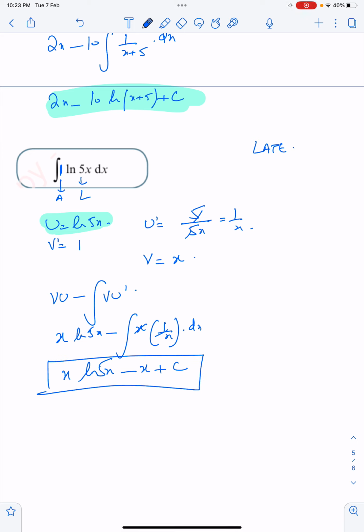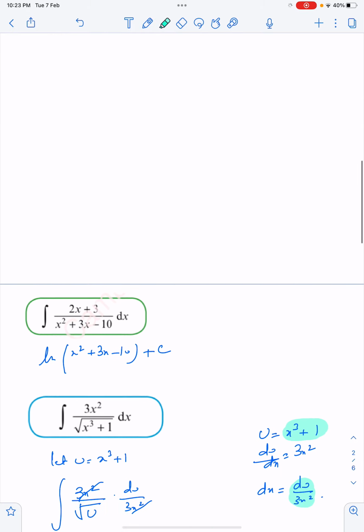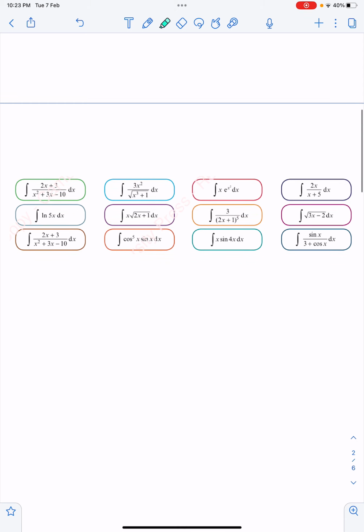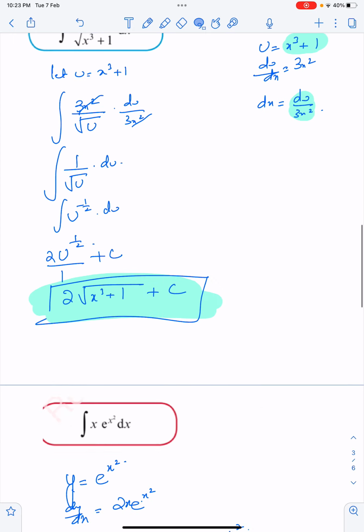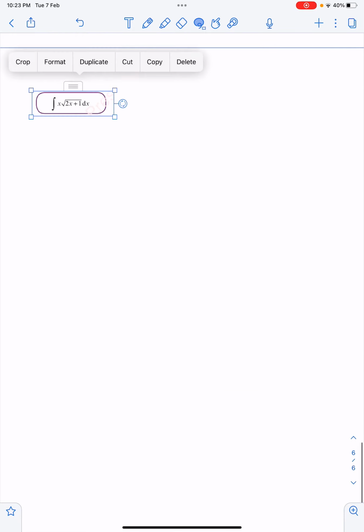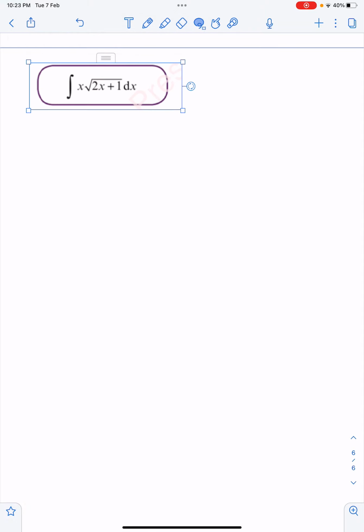So for ln functions, you have to use integration by parts. Okay, the next question is this one. Either you use integration by parts here and take both of them as algebraic functions, or if you want, you can even use substitution here.